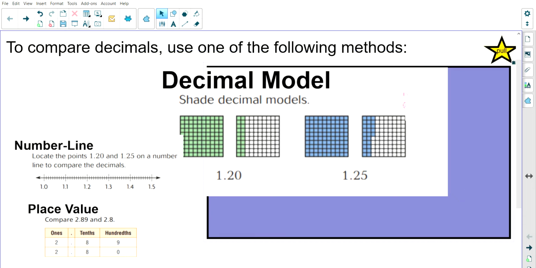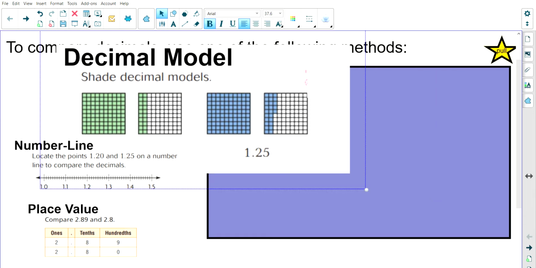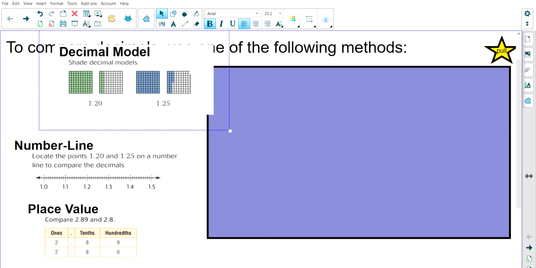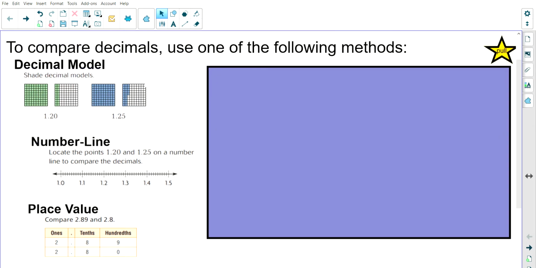Okay, this is going to drive me bonkers, and I appreciate your patience as I situate this. Okay, let's see if this one goes a little bit easier.